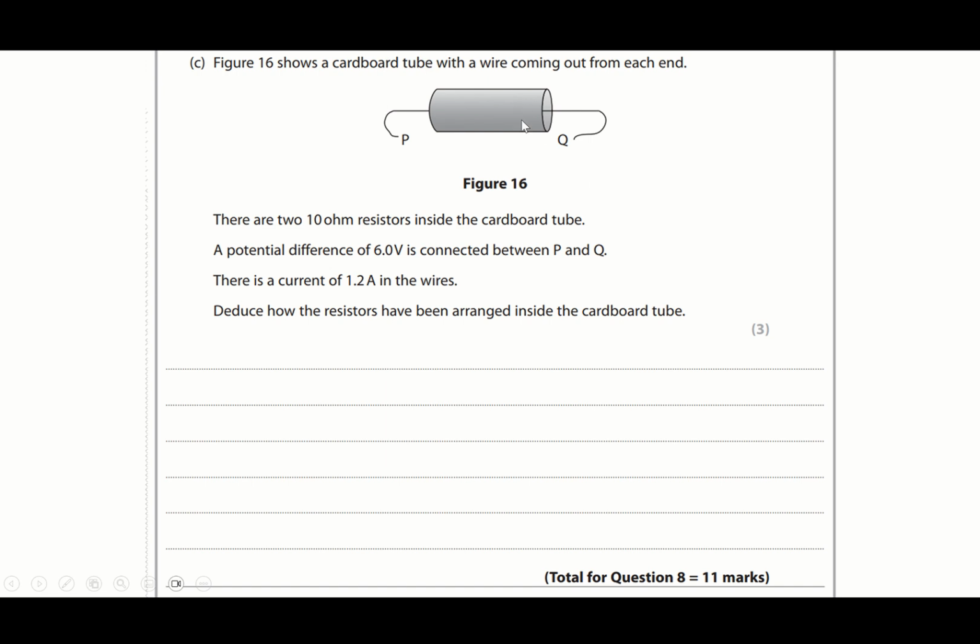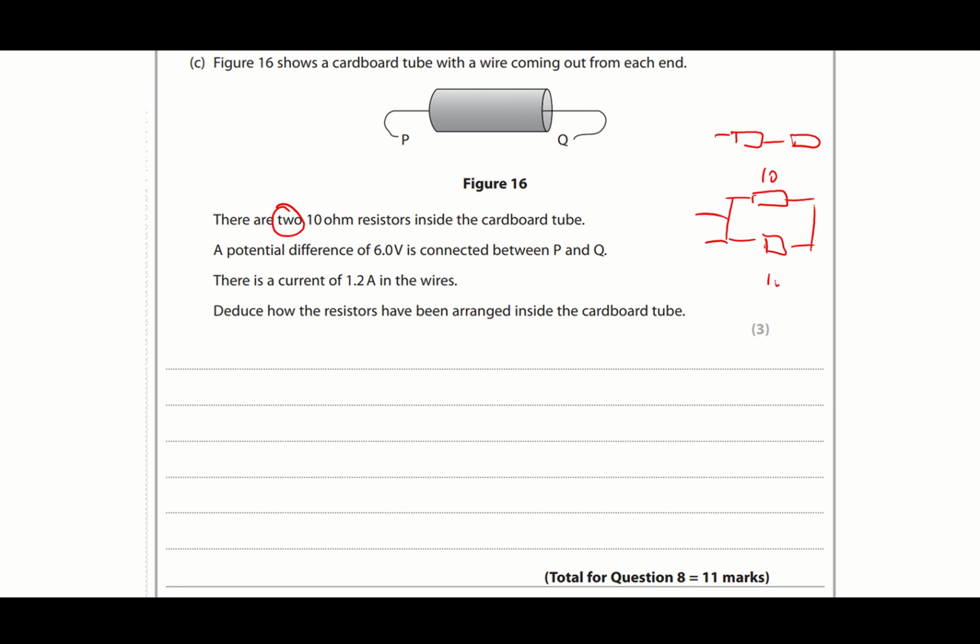Cardboard tube with a wire coming out of it. So we've got no idea what's in there. There are 2 10 ohm resistors. Okay, so we know there's 2 resistors. So ultimately what it's asking is, have we connected them like this, or have we connected them like this? Oops, that's a dodgy little line there.